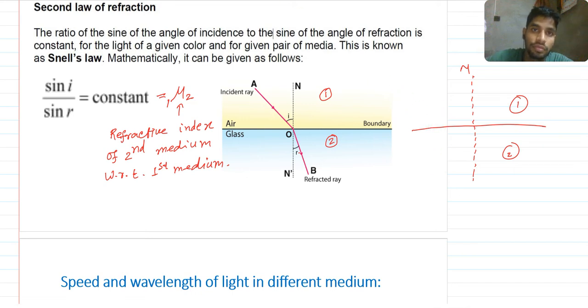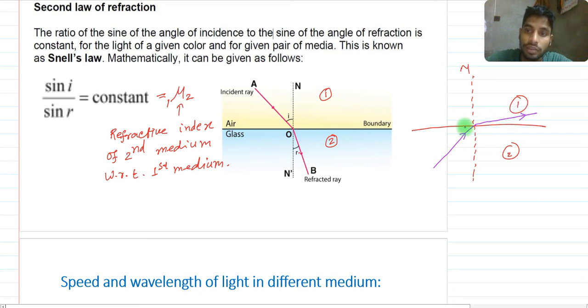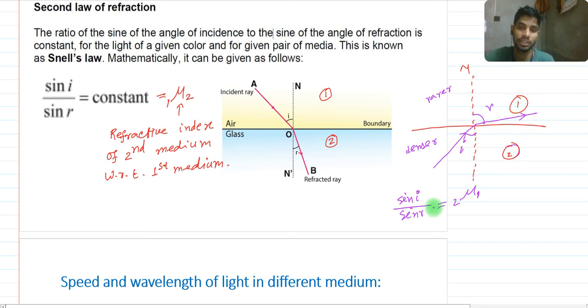If this one is the angle of incidence and this one the angle of refraction, this one is I, this one is R, and I have chosen the first medium as a rarer medium and the second medium as a denser medium. So here also we can write sin I by sin R equals, since the medium of the incident ray is the second medium, the mu will be the first medium with respect to the second medium. This is the second law of refraction.